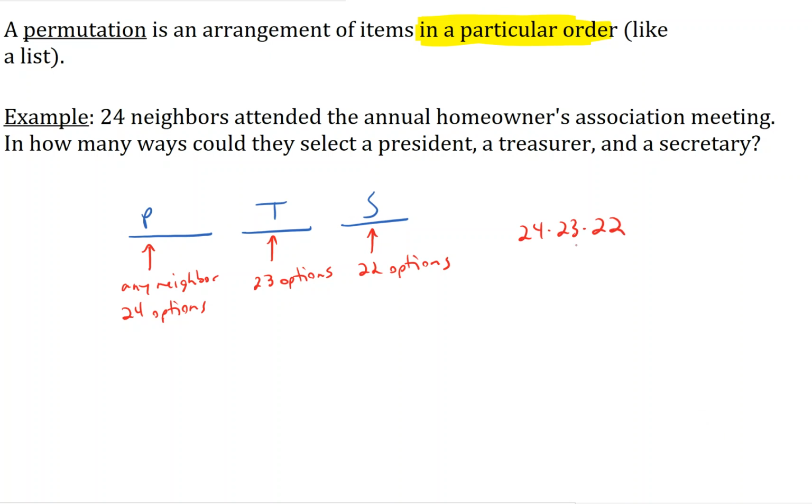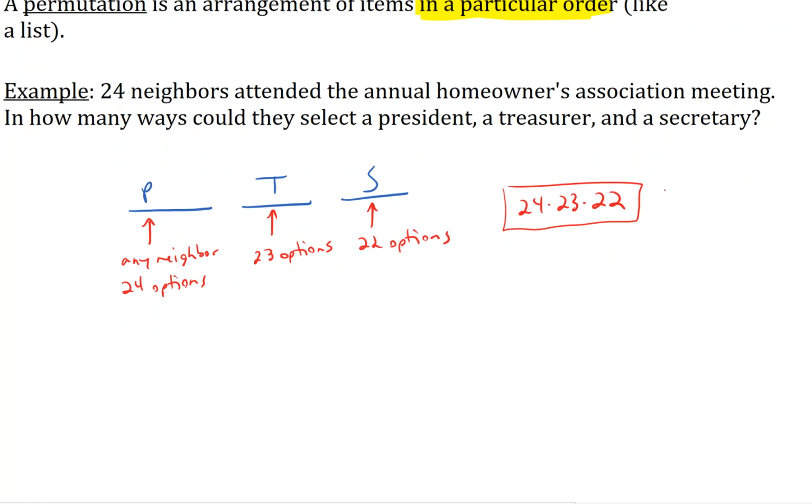Okay? Now, you could certainly leave it like that. The goal of this video is not to teach you how to solve this particular problem. It's to teach you about permutations and how to solve many types of problems with the same concept. Now, there's nothing wrong whatsoever with multiplying these 3 numbers together and getting the answer. Let me do that real quick. Looks like you get 12,144 different ways that you could select a president, treasurer, and secretary. Okay?